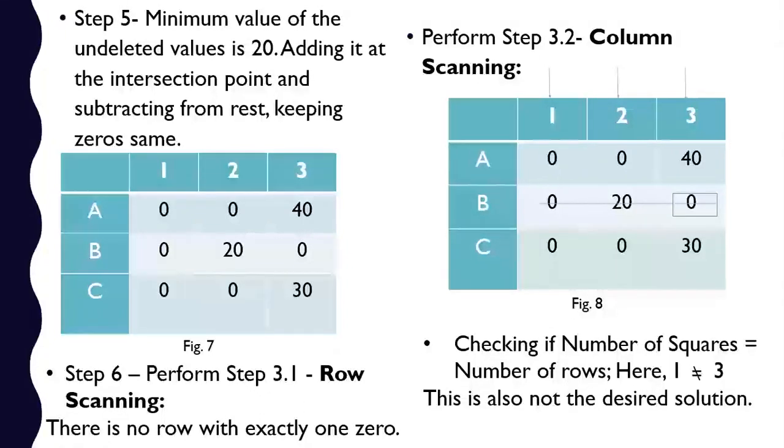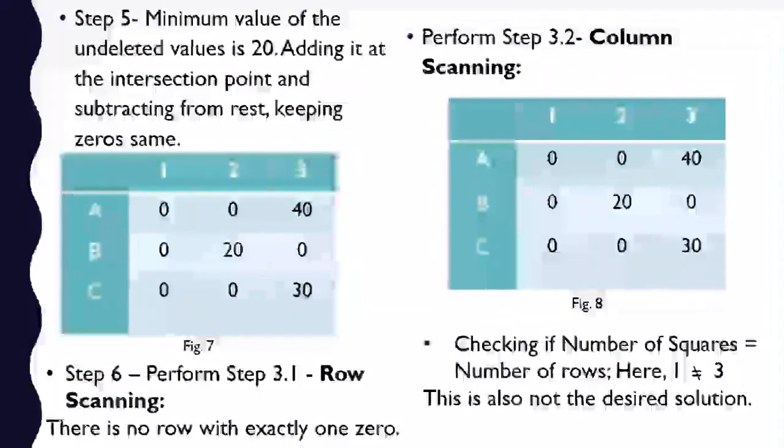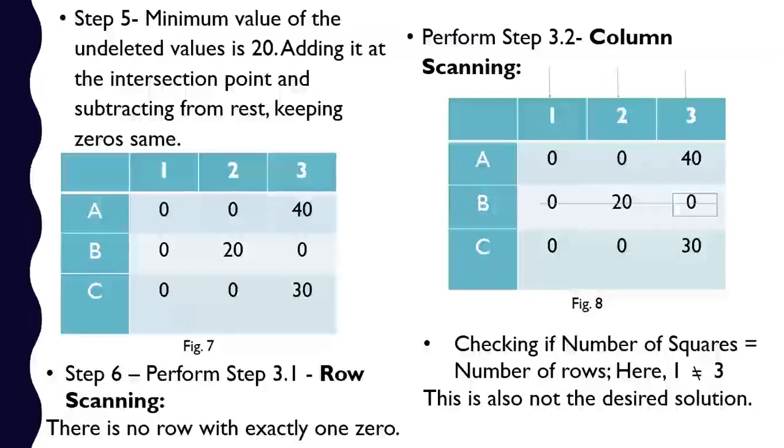Here, the minimum value of all the undeleted values is 20. Now, what we do is we add this at the intersection point of the lines and subtract 20 from the rest. Now, we have to perform these changes on figure 6. So, we have to add 20 on B2 and subtract 20 from A1, C1, A3 and C3. And we have to also remember to not make any changes to the 0 values, that is B1, A2, C2 and B3. So giving rise to figure number 7.